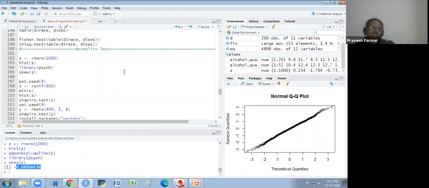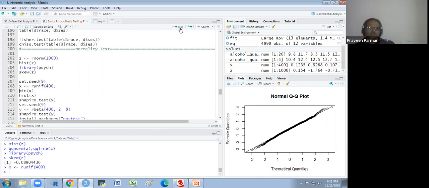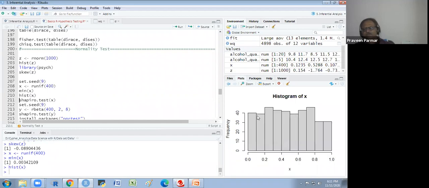And I make another distribution, X, a uniform distribution with 400 observations. I just show you the minimum value; in the uniform distribution the default minimum is 0, so I will show you it is very near to 0. And if I see the histogram, it is a uniform distribution. The frequencies are almost the same in each class interval.